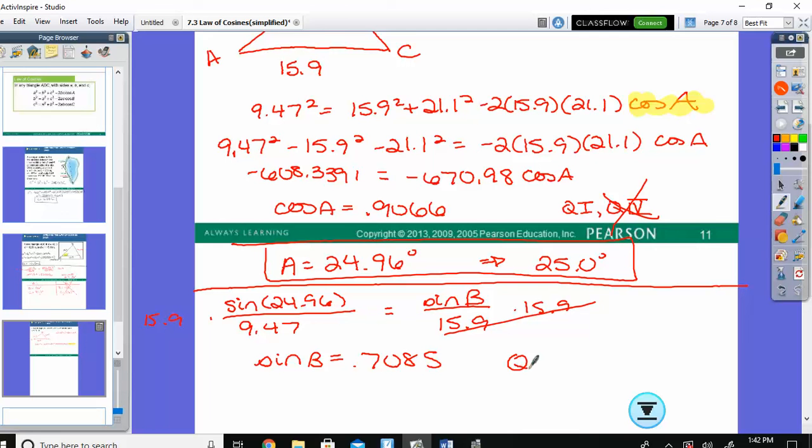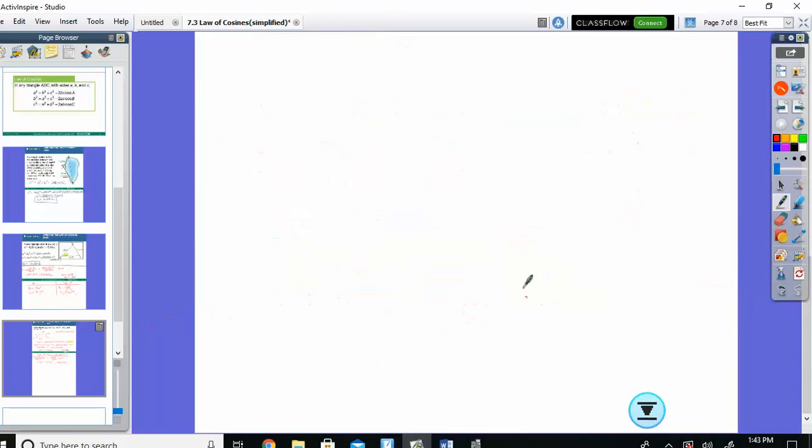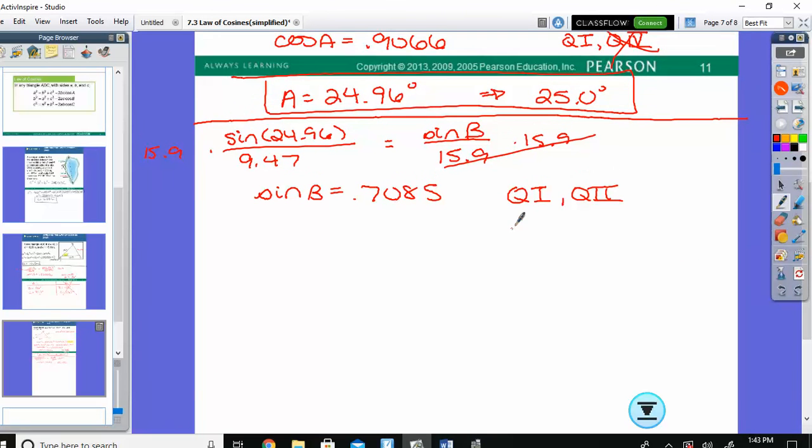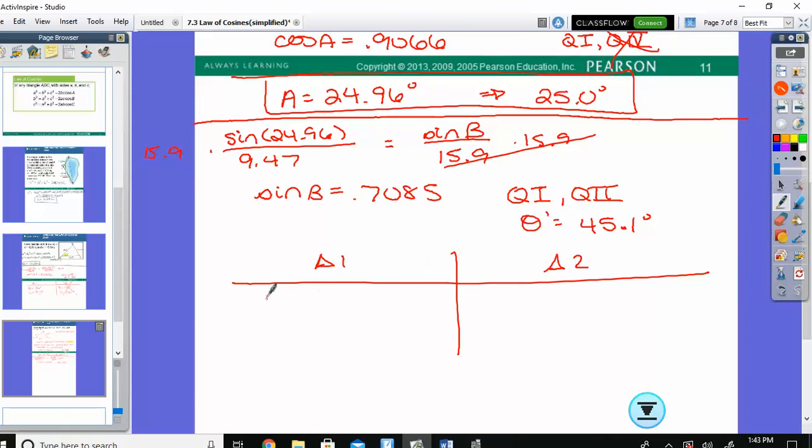Okay, sine is positive in 1 and 2, so we do have to consider both. Reference angle, we need to know when sine is equal to 0.7085, so we do the inverse. If I round to significant digits, that's 45.1 degrees. So that's angle B. In quadrant 1, that would be my angle. What would we do for quadrant 2?